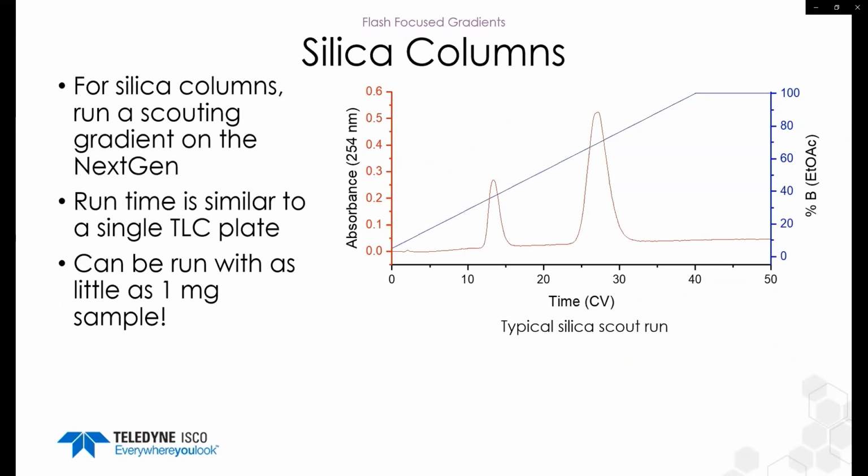PeakTrack has calibrated scouting gradients programmed for ReadySep columns. The runtime for these scouting gradients takes the same time as a single TLC plate. As little as 1 milligram of compound is needed. This example was run on a 4-gram column and allows calculated gradients on larger columns.